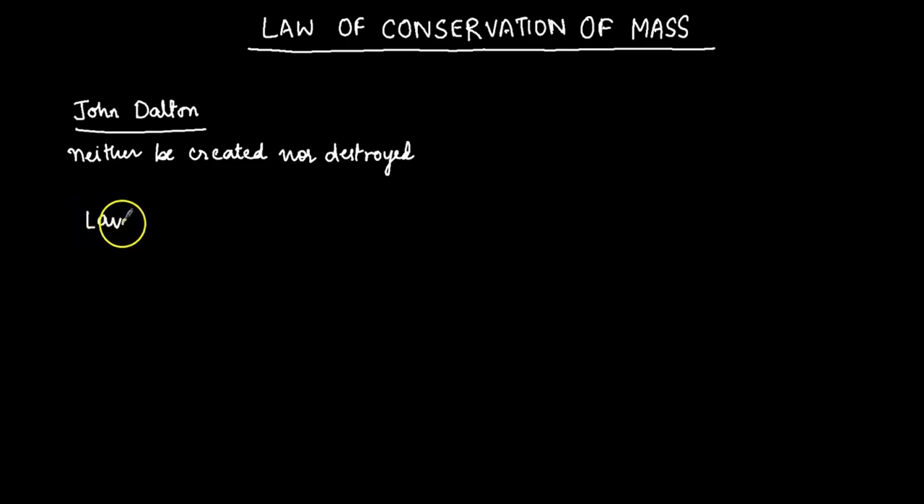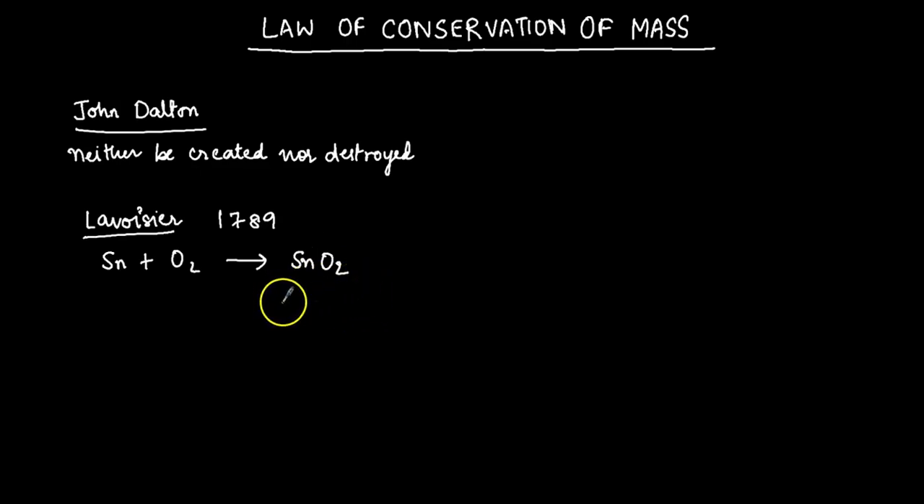Later on, Lavoisier in 1789 formulated the law on the basis of experimental evidences. He heated tin with air in a closed vessel and found that the mass of tin and the air before the chemical change remained unaltered even after the chemical change, producing SnO2 or tin oxide, provided the temperature remained constant. Hence, before and after the experiment, the mass remained unchanged, or it remains same.